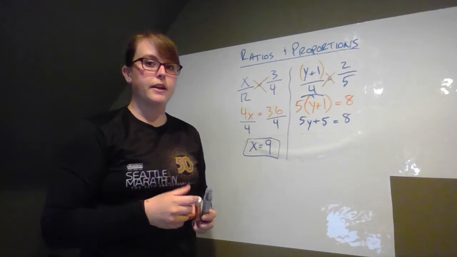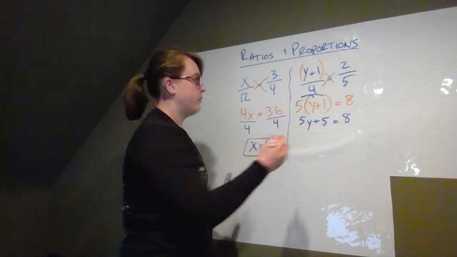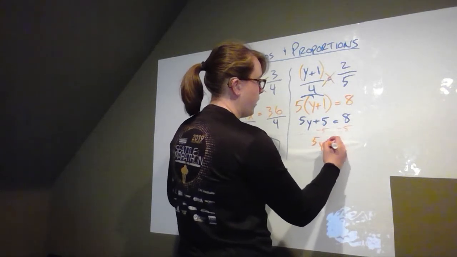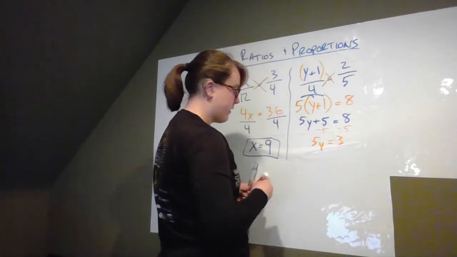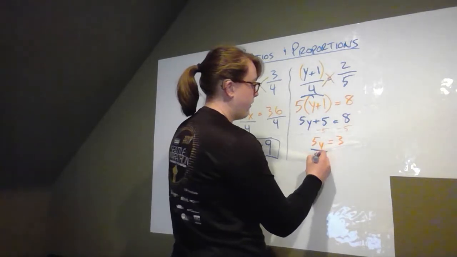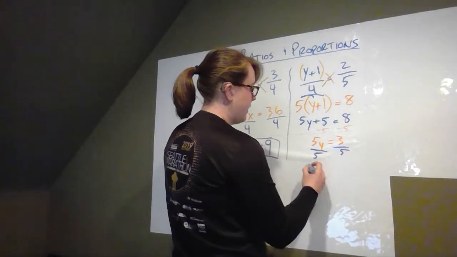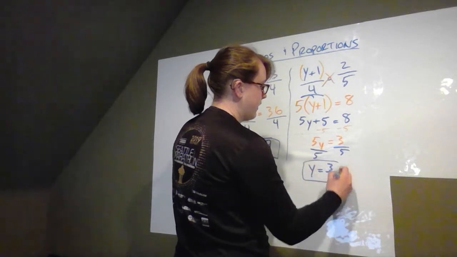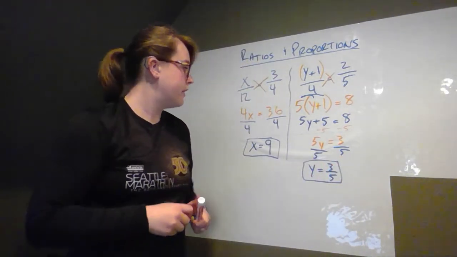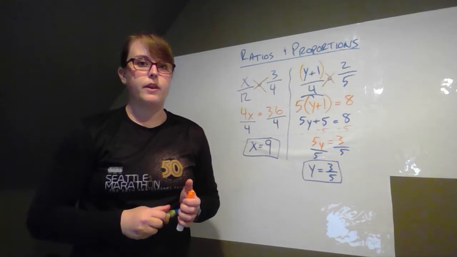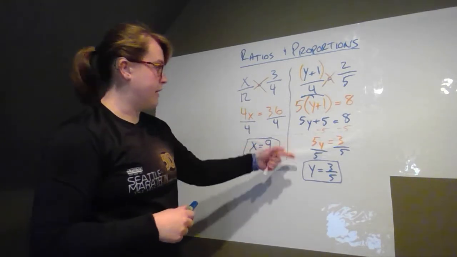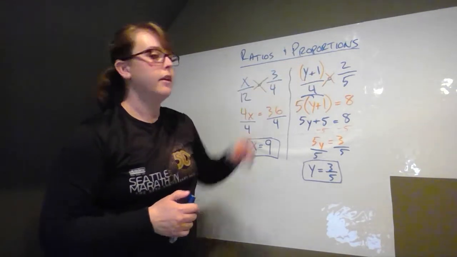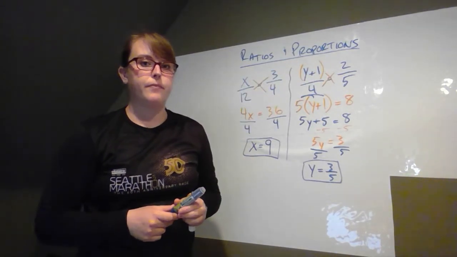And now this looks like an equation that we know how to solve. We subtract 5 on both sides. We get 5y equals 3. Divide by 5 on both sides. And we get y equals 3/5. And that fraction is as simple as it goes. So we're all done. Okay, so that one was a little bit harder, but not too much harder. You just need to remember to put your parentheses around the one that has more than one term.